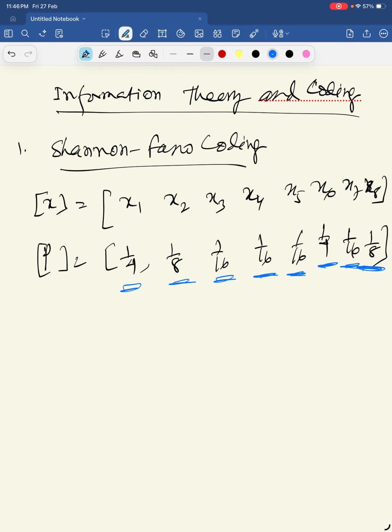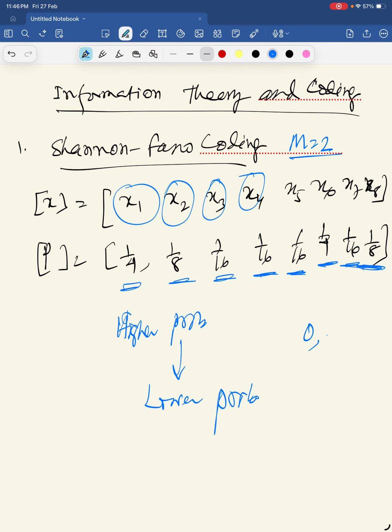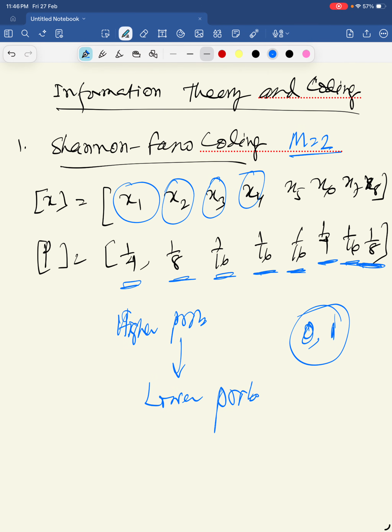So the process is, first we have to arrange the probabilities from higher to lower. We will arrange and make a table, and write the corresponding messages. So let us start. Here m is equal to 2. Why 2? Because we will code all the probabilities with a combination of 0 and 1. So binary, 2 numbers, 0 and 1. That's why m is equal to 2.